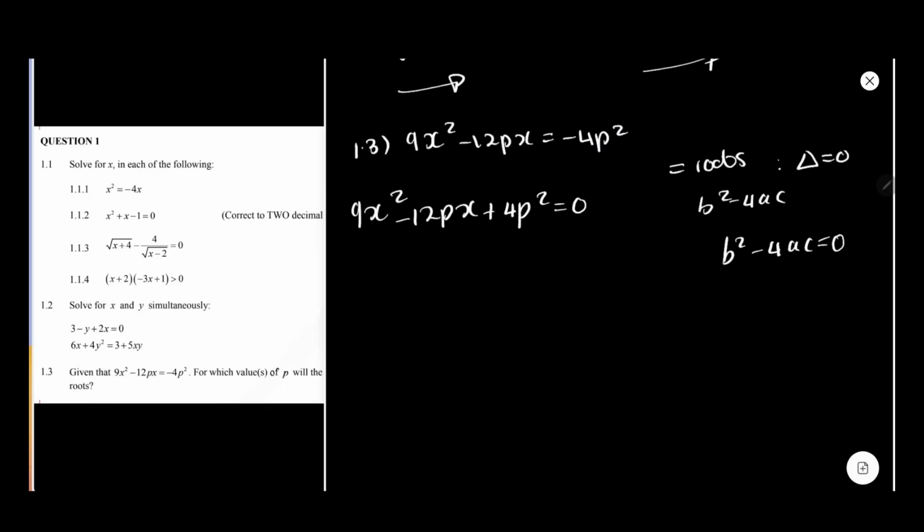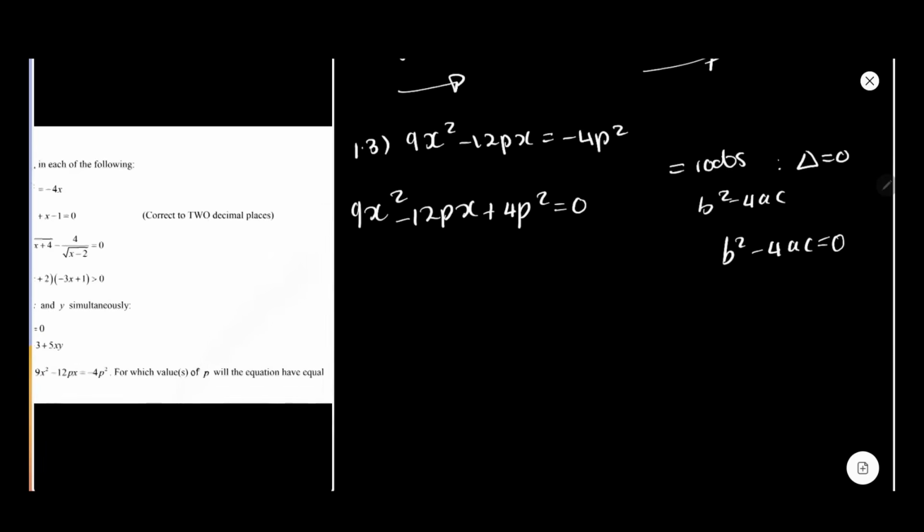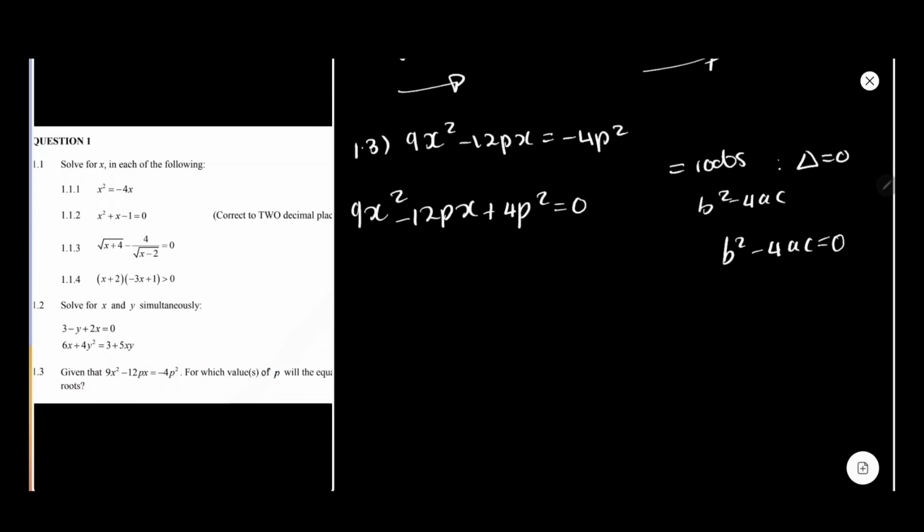Okay, so let's just establish what a, b, and c are going to be here. Remember, this is an equation that we are going to focus on x, because they're saying for which values of p will the equation have equal roots. Okay, so let's just focus on what a, b, and c are.